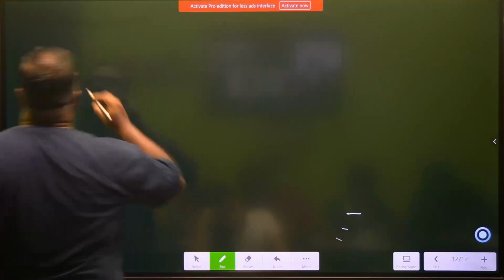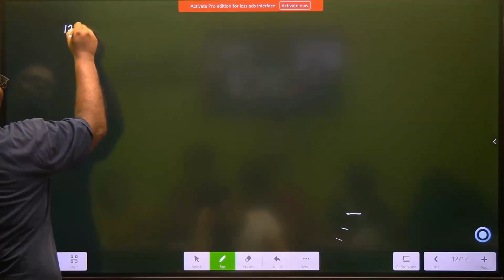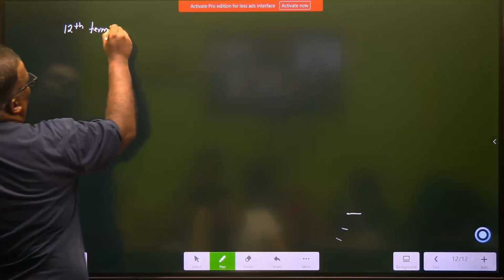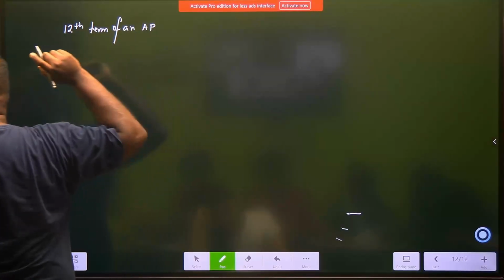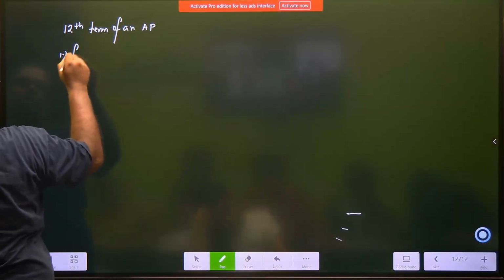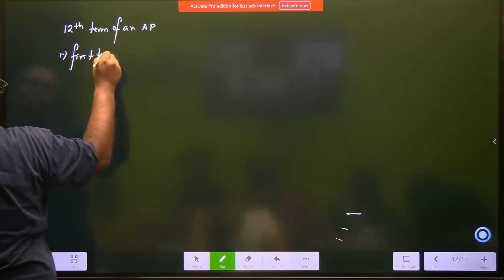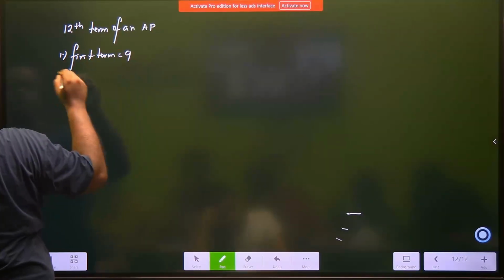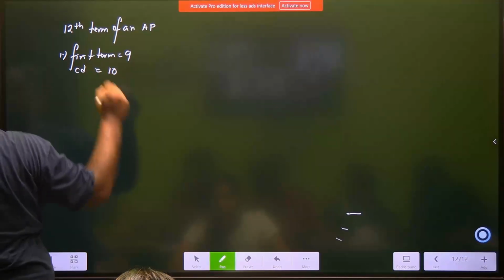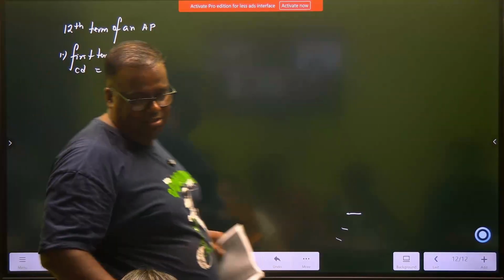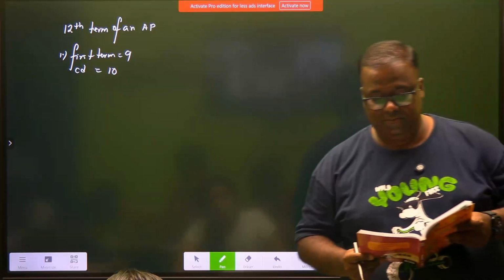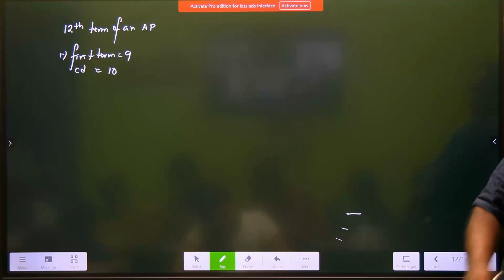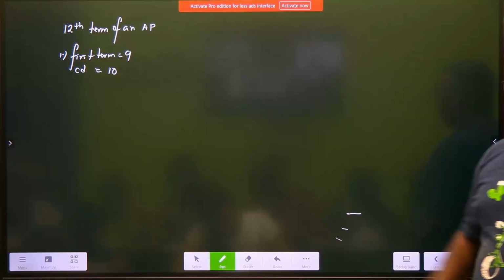Next question will bring you. I want you to find the 12th term of an AP where the first term is equal to 9 and d is equal to 10. Very easy. कर लोगे ये सब? कोई प्रॉब्लम है? Understood? Easy chapter.